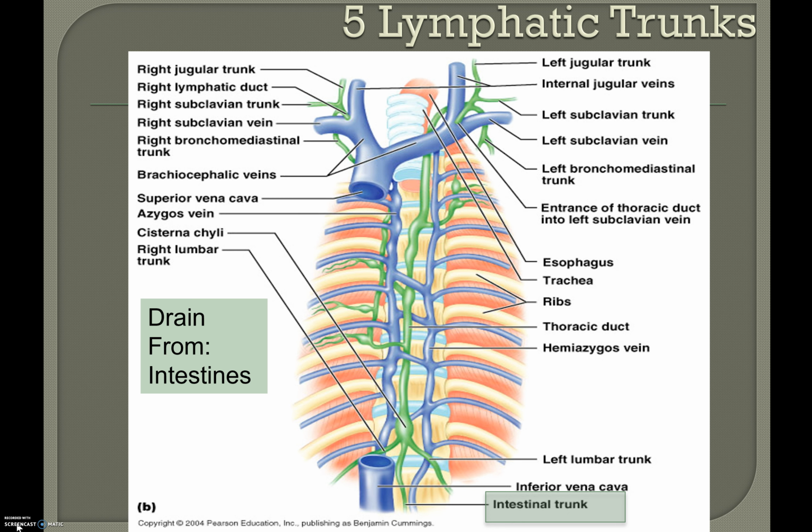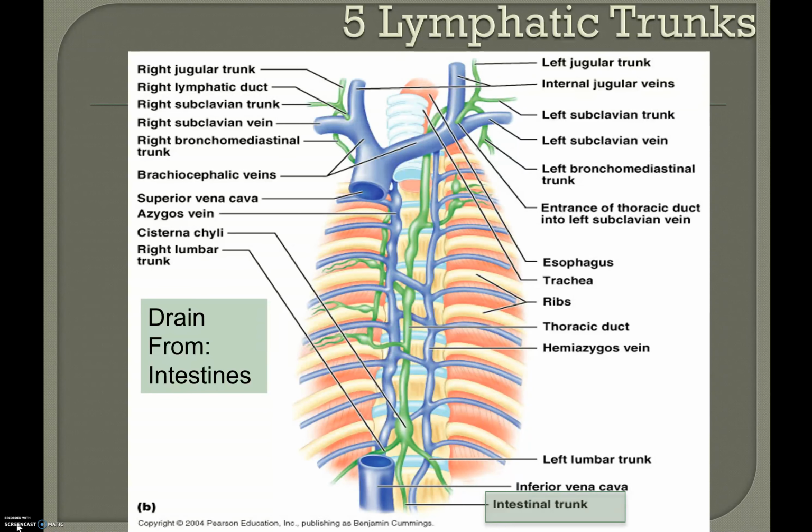So, to review, we have left and right jugular trunk that drain from the head and neck regions. We have left and right subclavian trunk that drain the upper limbs. We have left and right bronchomediastinal trunk that drain the deeper thoracic organs. We have left and right lumbar trunks that drain the lower legs. And we also have intestinal trunk that drains the intestine.